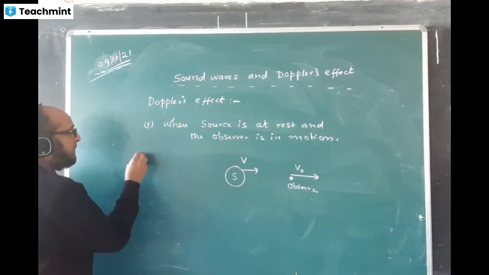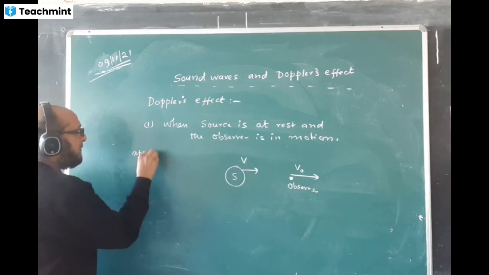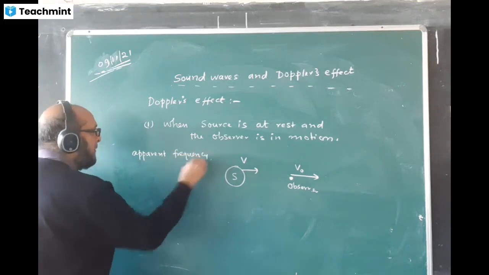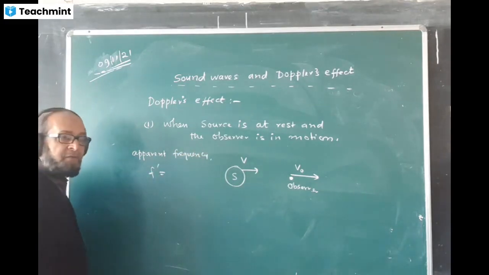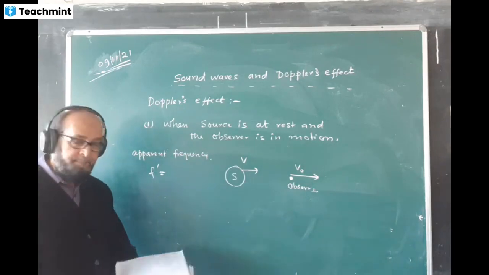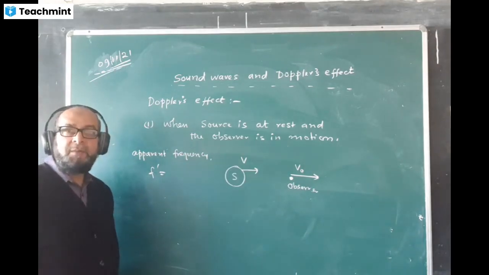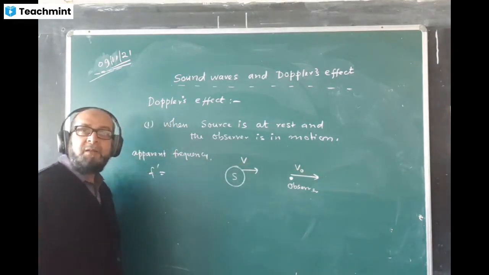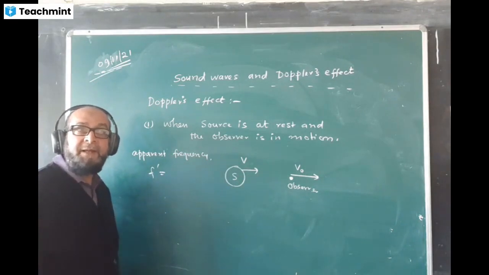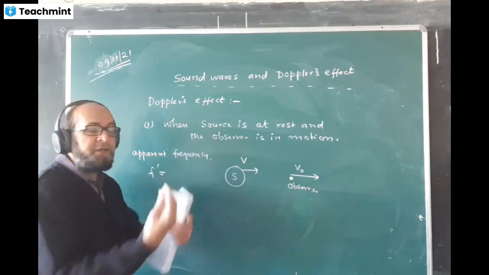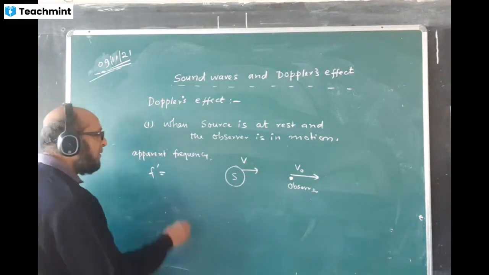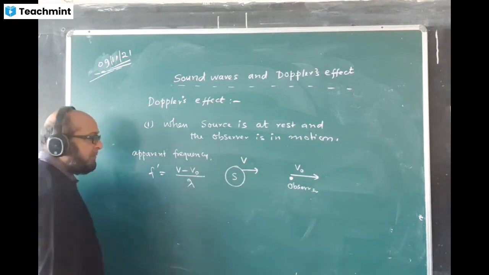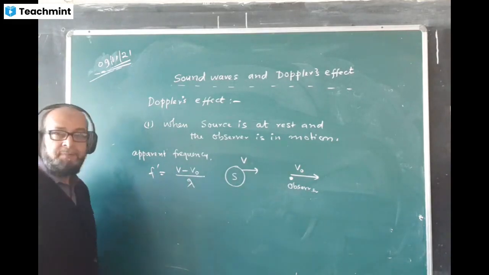We write here apparent frequency f dash is equal to frequency formula we have, v by lambda, velocity by lambda. What do you see? We see this one, they are in the same direction. When two things are moving in the same direction, what is the value of their relative velocity? You have to subtract. When they move in the opposite direction, you have to add. Just now, I will be subtracting that V minus V O and the wavelength is lambda. Wavelength will not change.